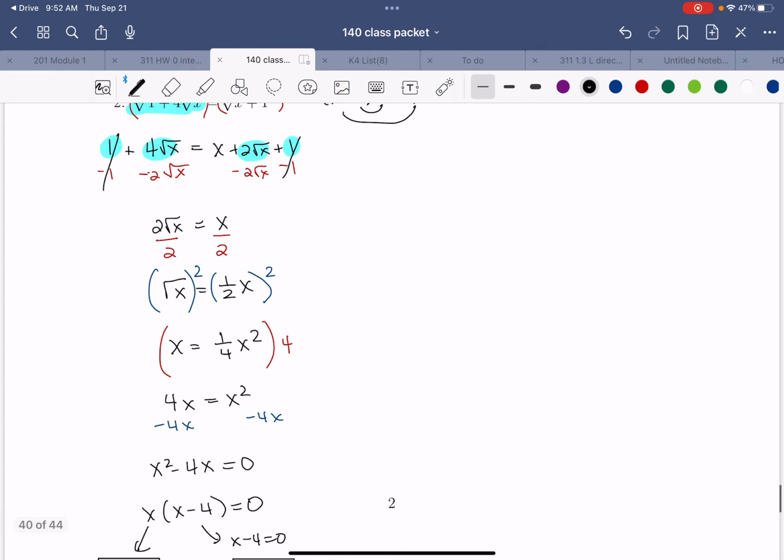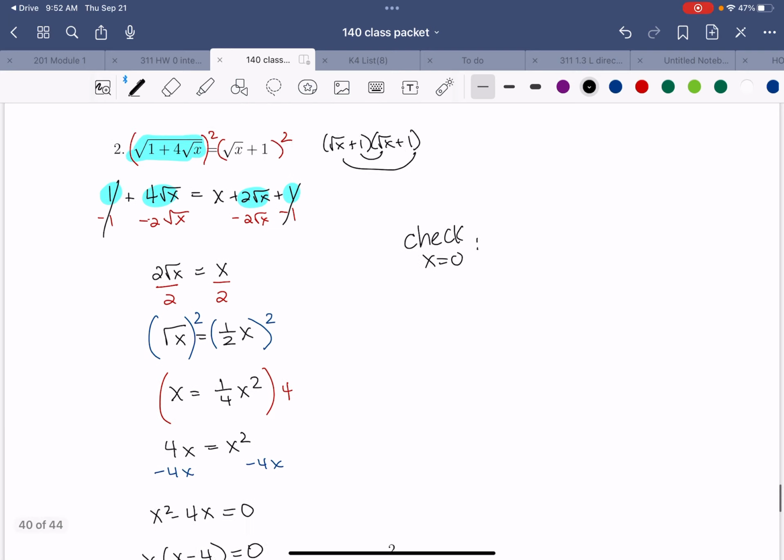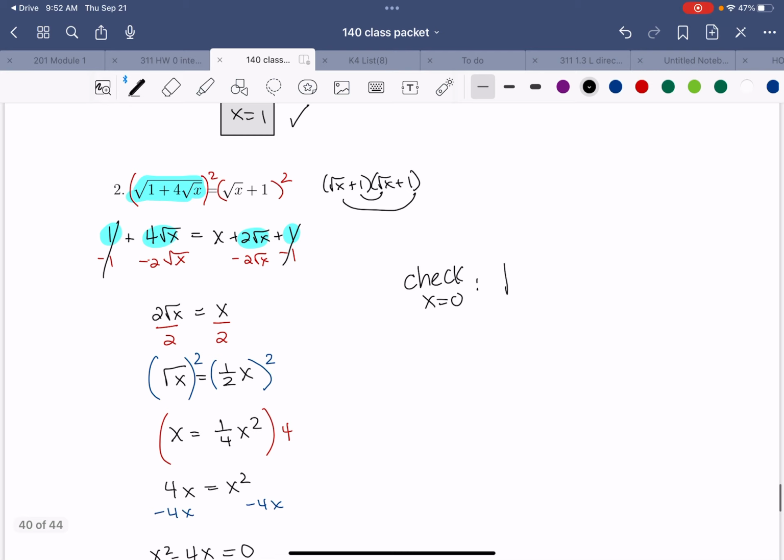So let's check x equals 0. So if I plug that in, I'm taking the square root of 1 plus 4 times the square root of 0, and the square root of 0 plus 1. So on the right, that's just 1. Over here, the square root of 0 is 0 times 4 is 0. So I have just the square root of 1 underneath the radical, and that's just going to give me 1. So that one does work.